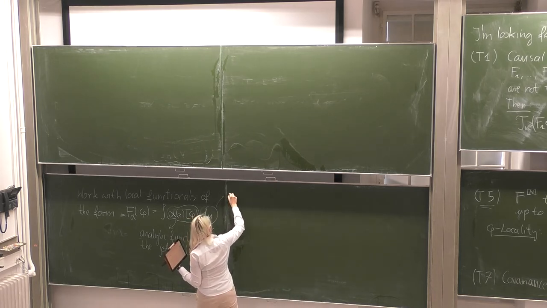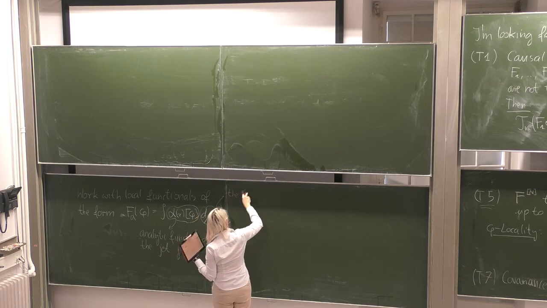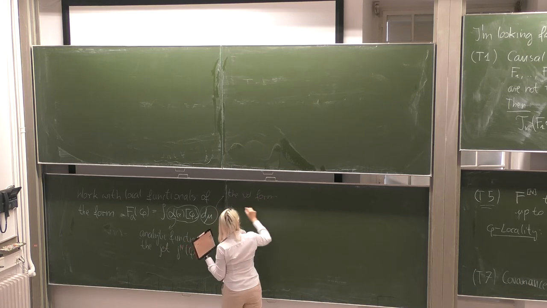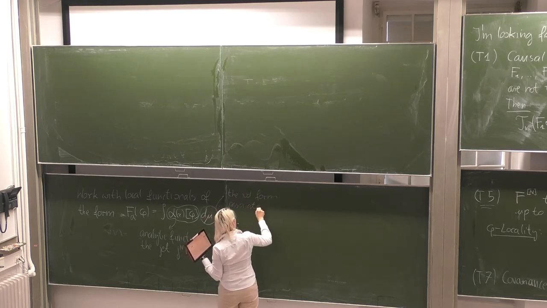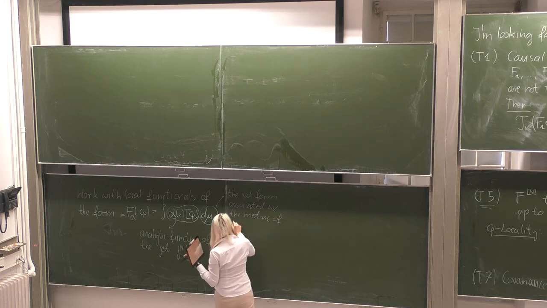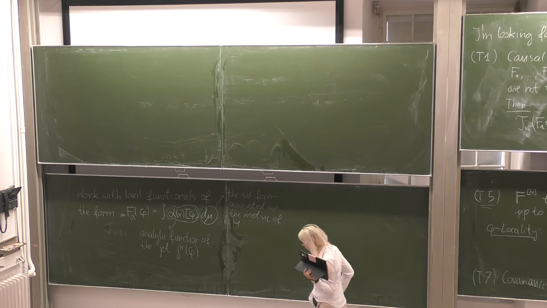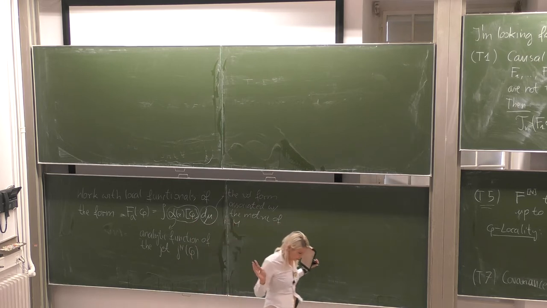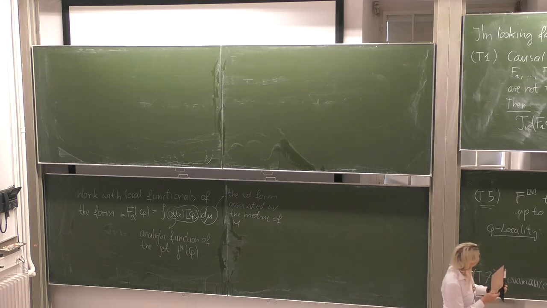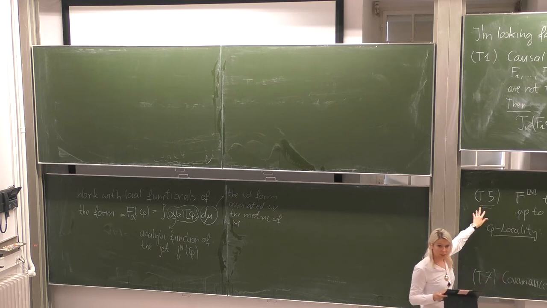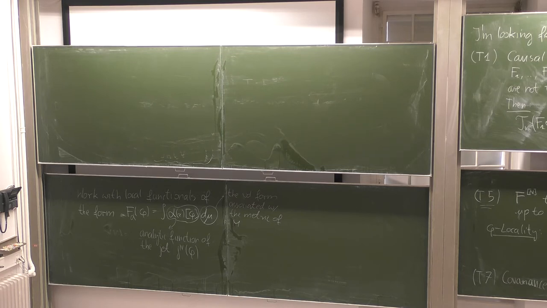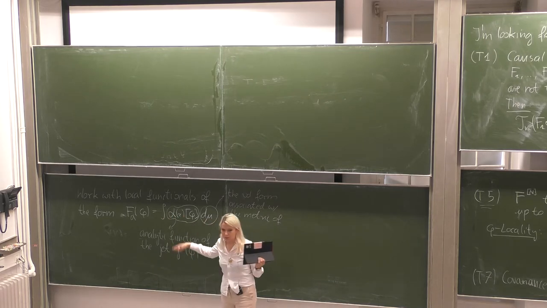This guy is just the volume form associated with the metric of the manifold I'm working on. This assumption here is not super relevant for the perturbative setting because T5 actually guarantees that I never really care about all of the Taylor expansion. I only need always finitely many terms. But okay, there is no real reason to consider things that are non-analytic here.